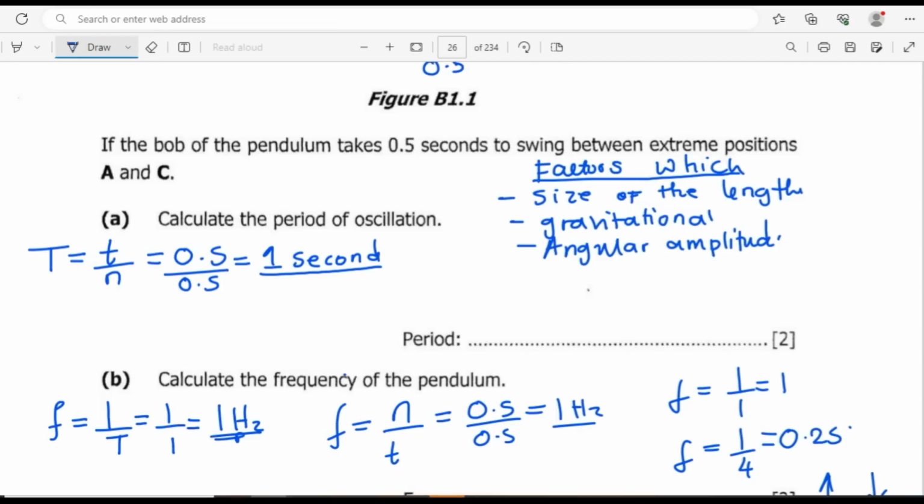Then the other questions that you may encounter here are questions like, if an experiment involving a pendulum is done on Earth and the same is repeated on the moon, what could be the observation? The observation is that on the moon the period will be greater than that on Earth. The reason is just that the gravity on the moon is less than on Earth.